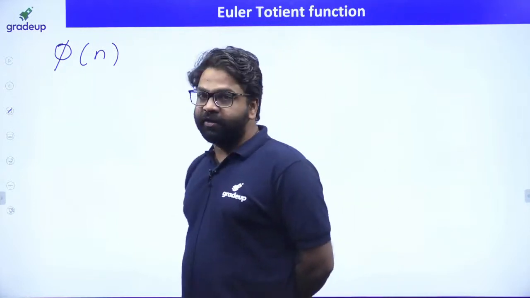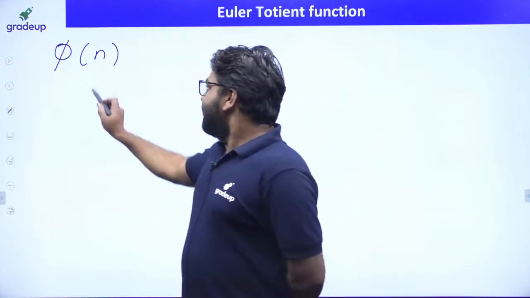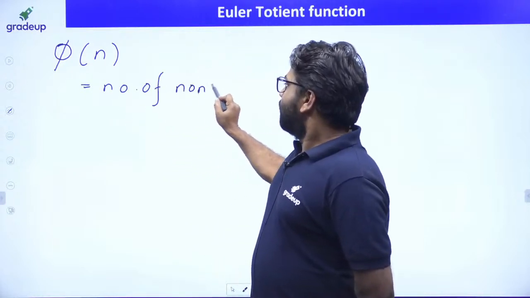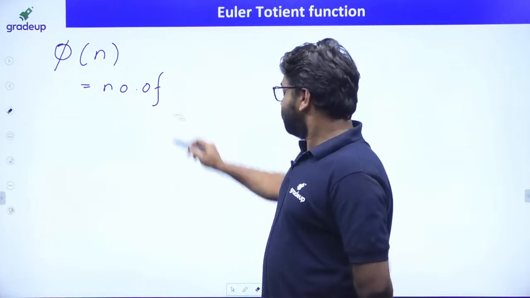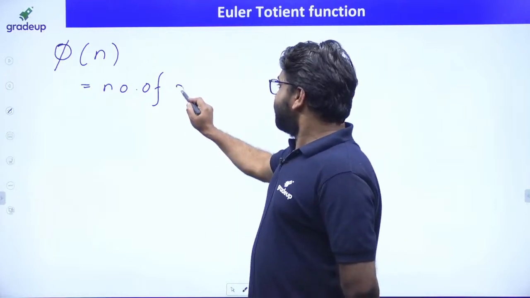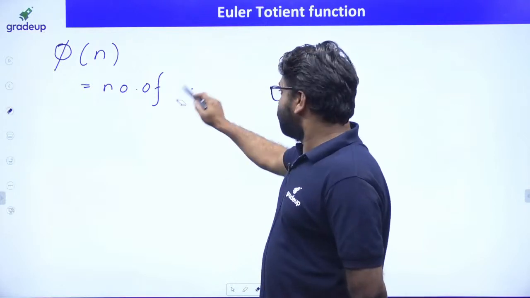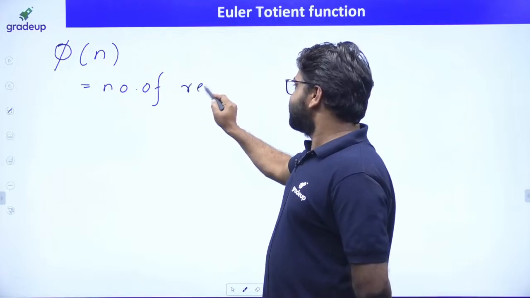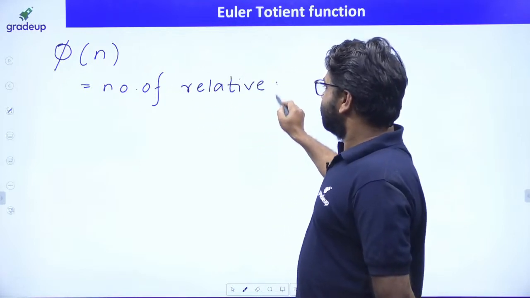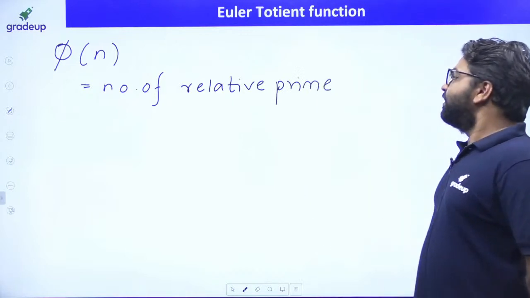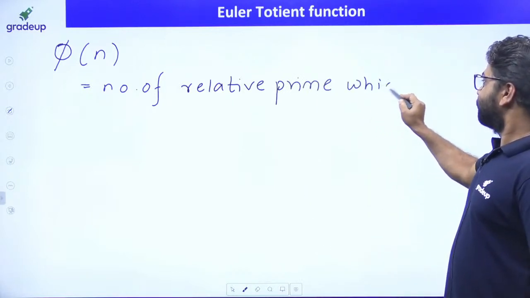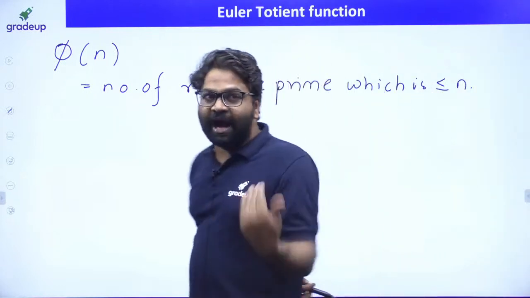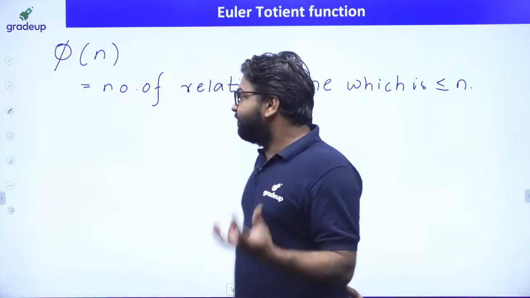If anybody asks what the Euler totient function is, you have to say that it is basically counting the number of relative primes, or you can also say the number of co-primes, which are less than or equal to n. So basically this is counting. Here you are counting the number of relative primes.